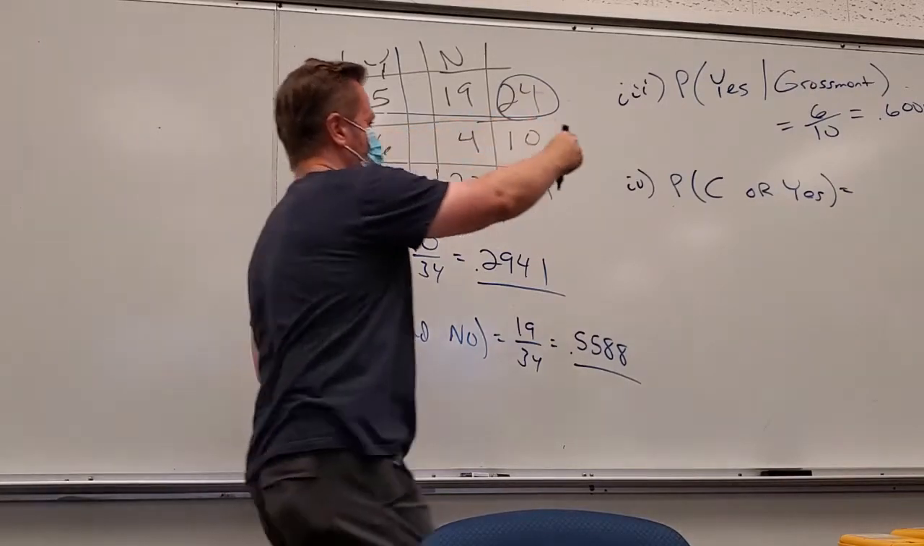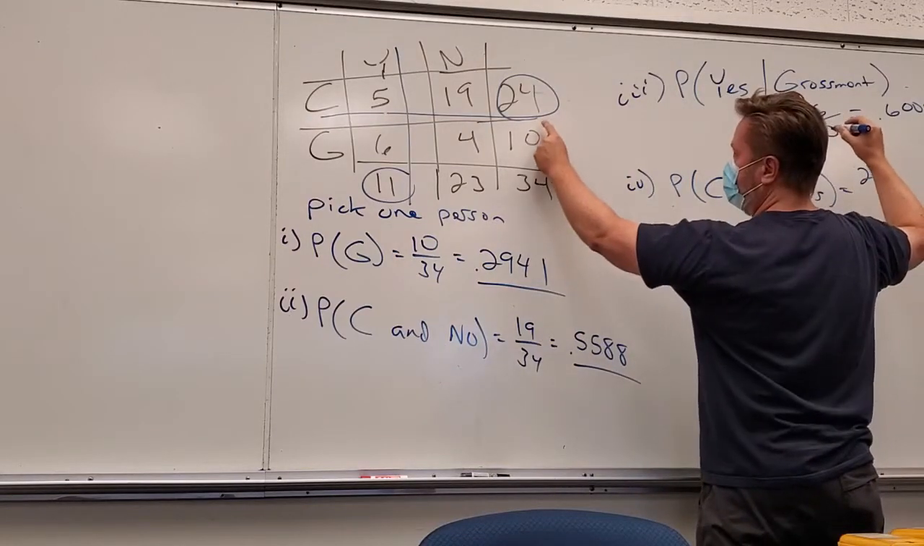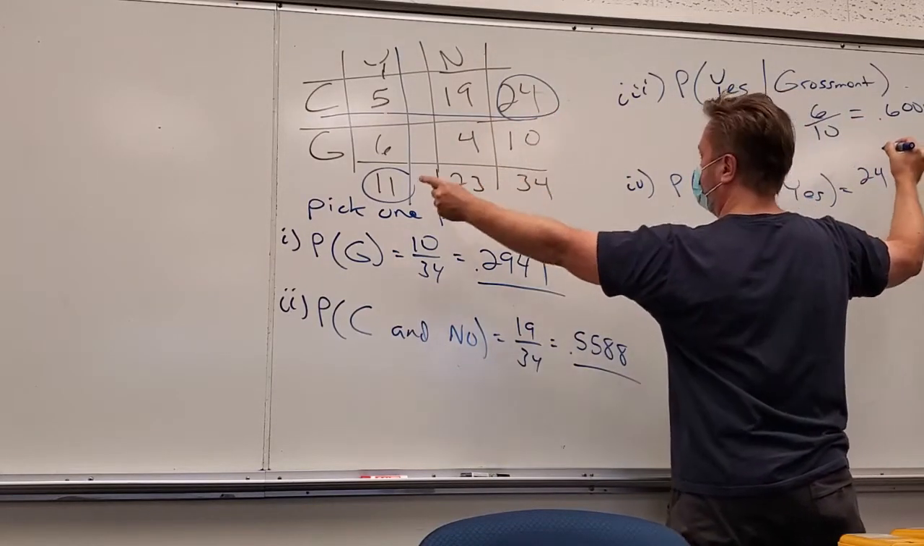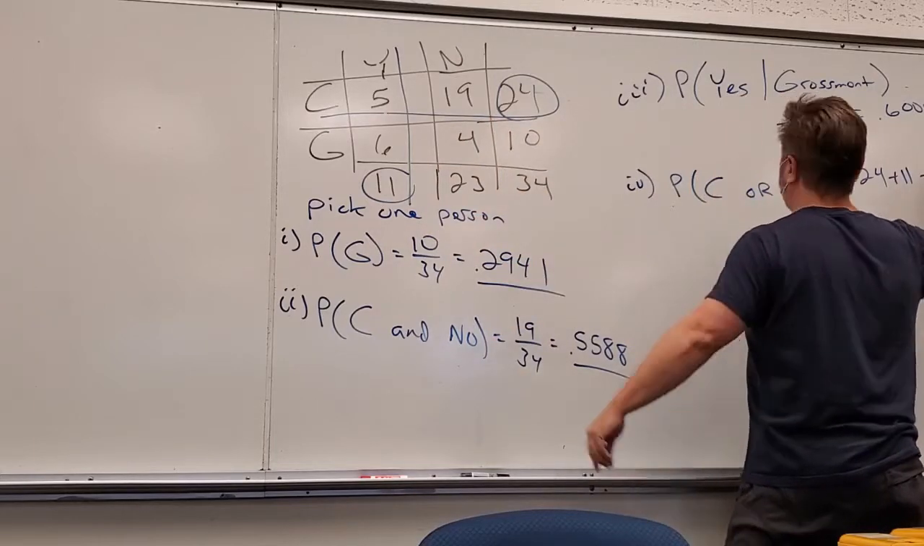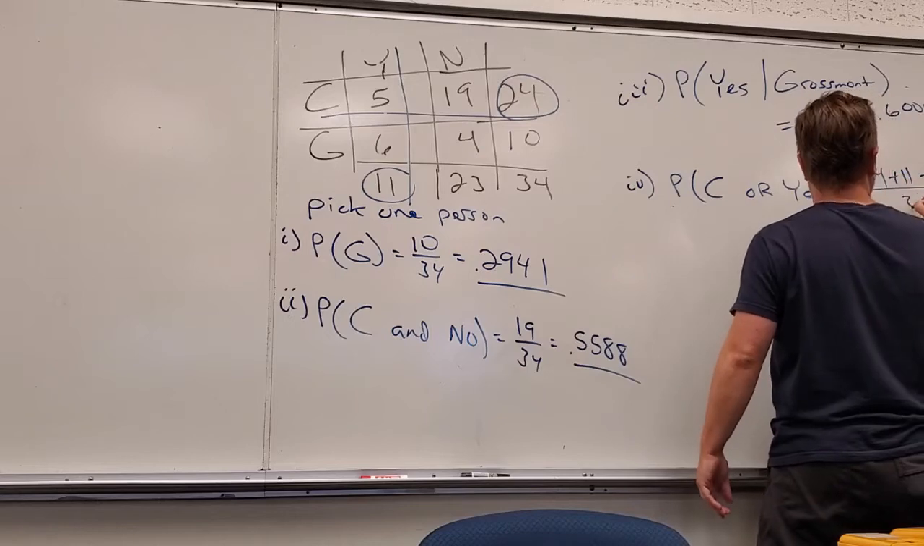So did you take away 5? Yeah, exactly. Okay. So let me put it down. 24 plus 11, I could do this, but then I better subtract the ones I counted twice.